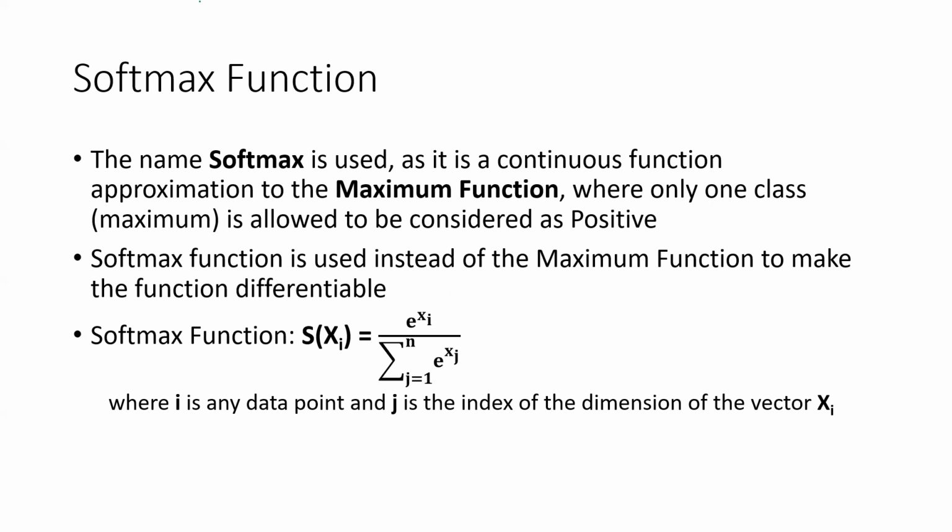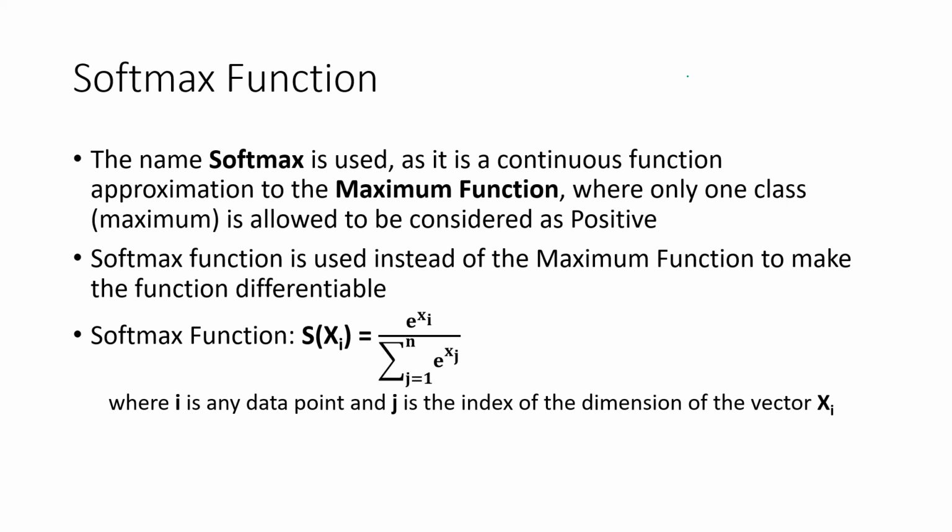So in the earlier discussion, what we discussed was that the unit step function is approximated with the logistic function, right? Because the unit step function was not differentiable, or its slope is not defined at all the points, so that you can use gradient descent for finding its solution. Because of that, we have used logistic regression.